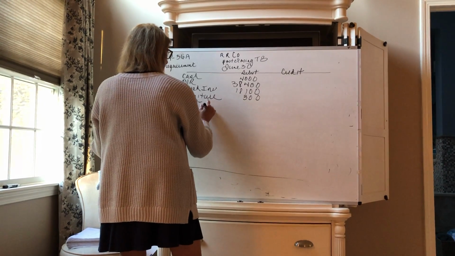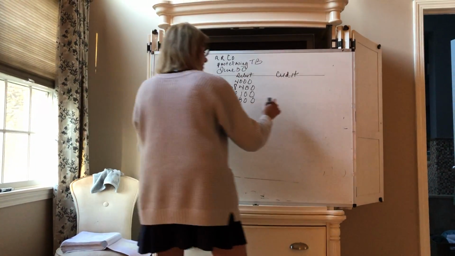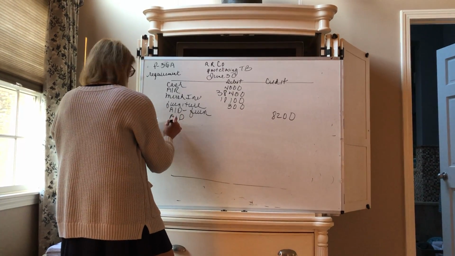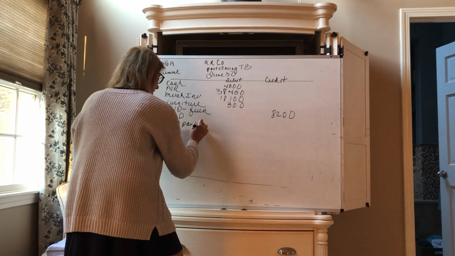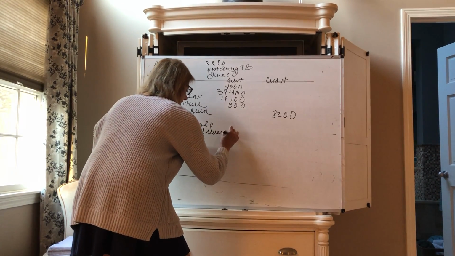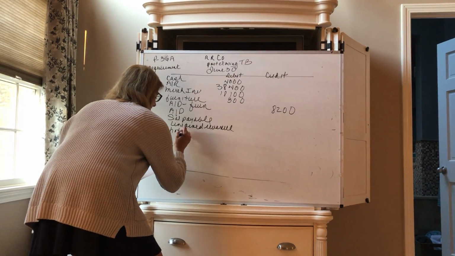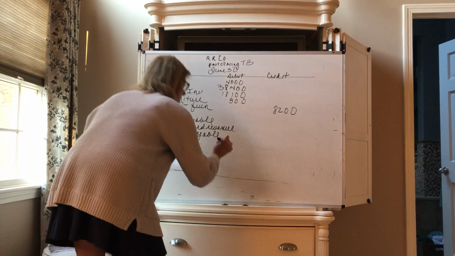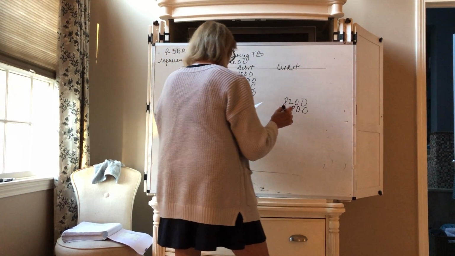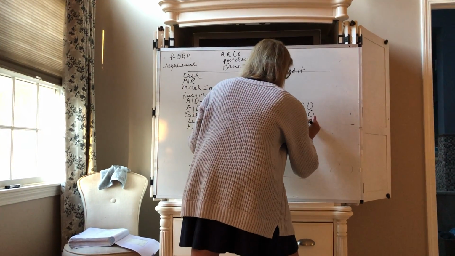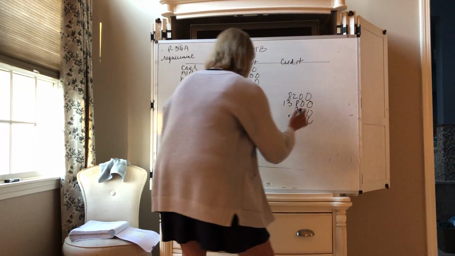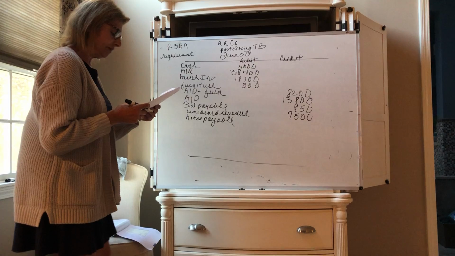Accumulated depreciation on the furniture. Can't forget about that one. Remember, credit balance, contra, 8,200 on the credit side. Now we'll have all credits: accounts payable, salaries payable, unearned revenue, and the last liability is notes. Okay, so I'm going to put all the balances. Accounts payable, 13,800. Salaries payable, 850. Unearned revenue is 7,500. Am I on the right line? Yes, a miracle. Notes payable is 17,000.